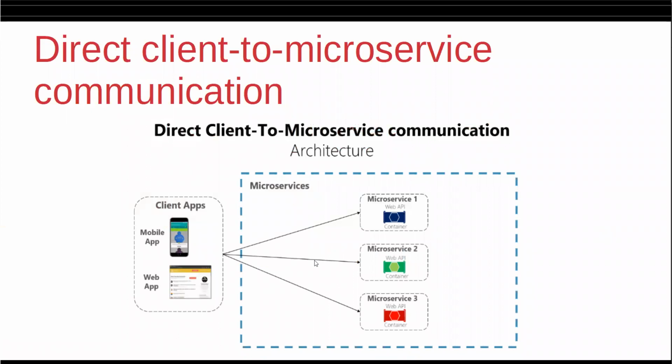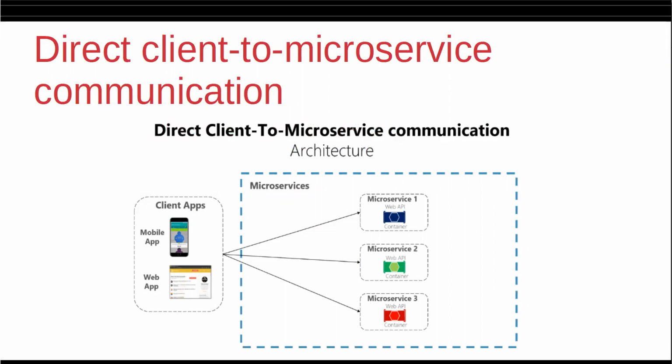In a microservices architecture, each microservice exposes a set of fine-grained endpoints. This fact can impact the client to microservice communication. We need to decide how the client accesses these services. Let's look at the options.